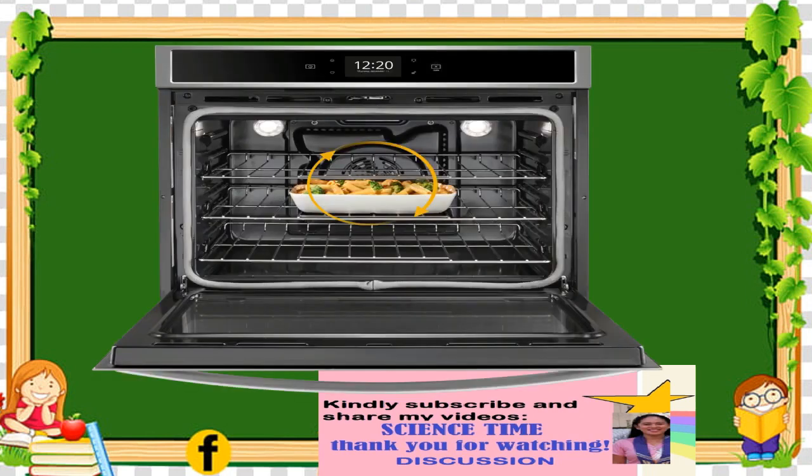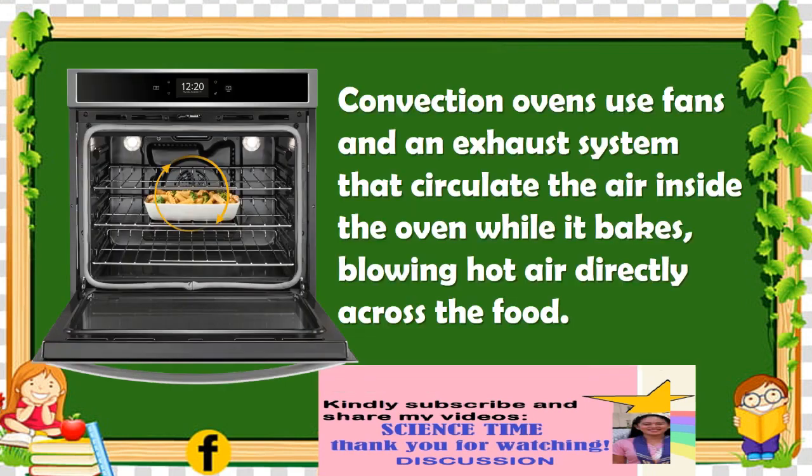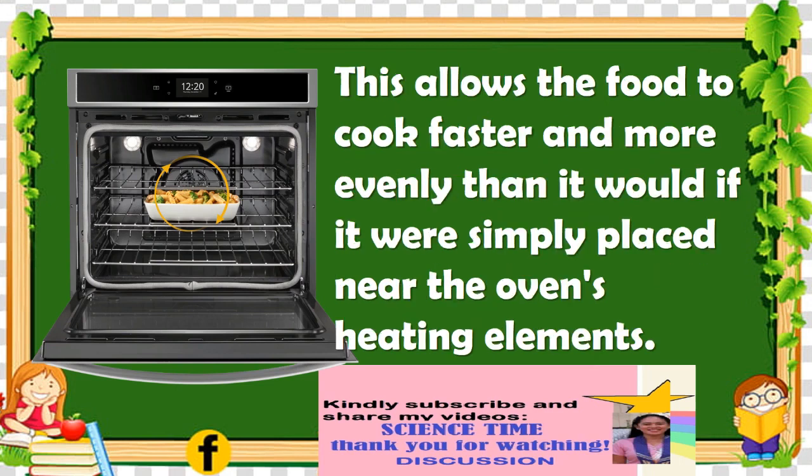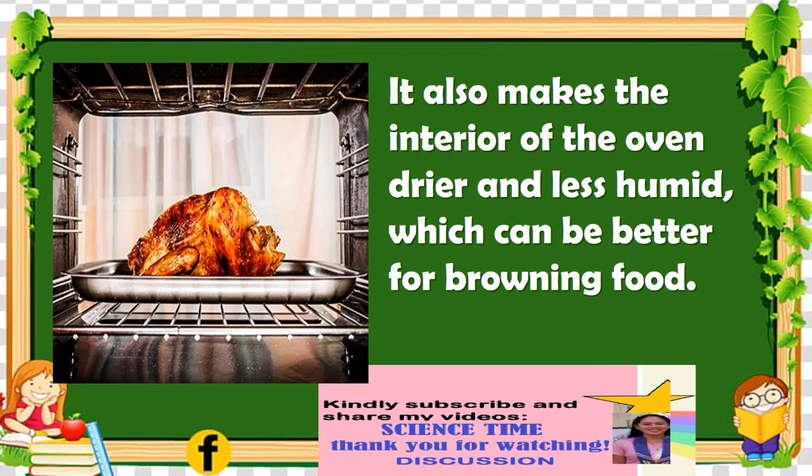Some ovens are able to bake by convection. Convection ovens use fans and an exhaust system that circulate the air inside the oven when it bakes, blowing hot air directly across the food. This allows the food to cook faster and more evenly than it would if it were simply placed near the oven's heating elements. It also makes the interior of the oven drier and less humid, which can be better for browning food.